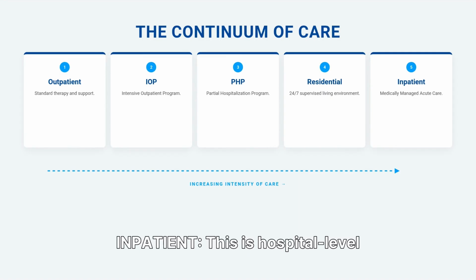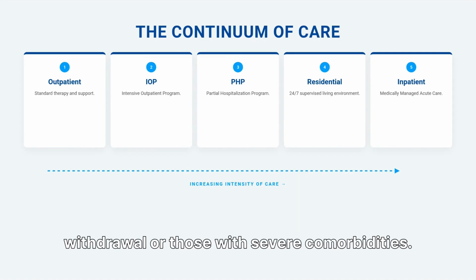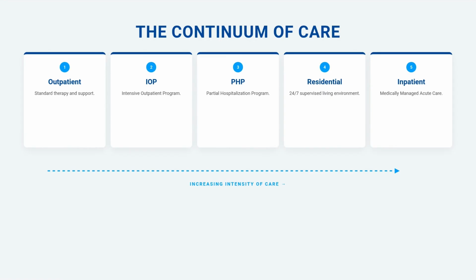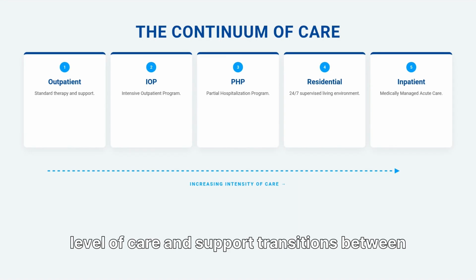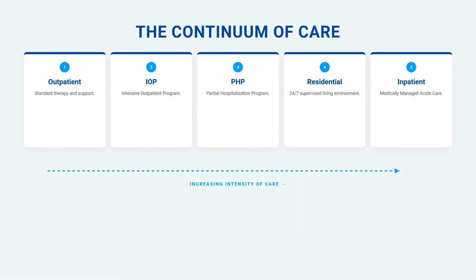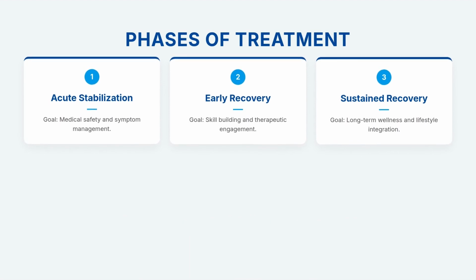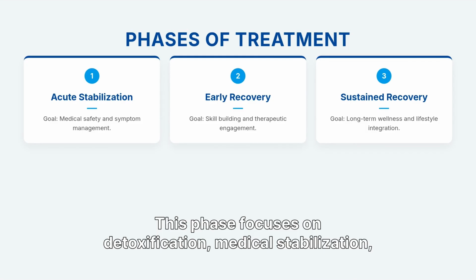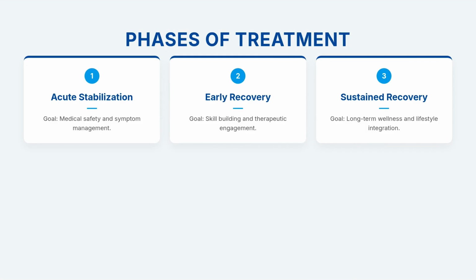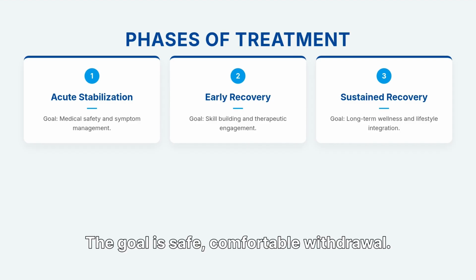Medically managed intensive inpatient. This is hospital-level care with medical monitoring. It is best for patients experiencing acute withdrawal or those with severe comorbidities. Your nursing role: help assess the appropriate level of care and support transitions between levels as the patient progresses. Treatment typically progresses through 3 phases, regardless of the level of care. Phase 1, acute stabilization. This phase focuses on detoxification, medical stabilization, crisis intervention, and safety planning. The goal is safe, comfortable withdrawal.